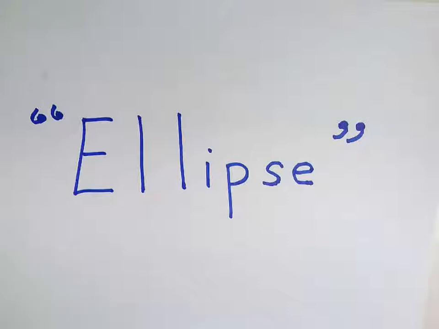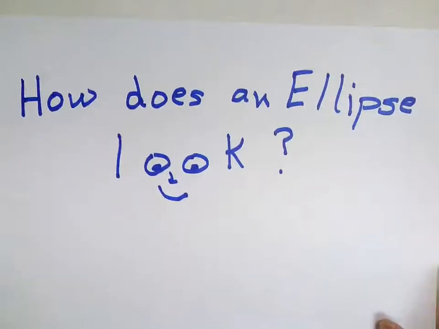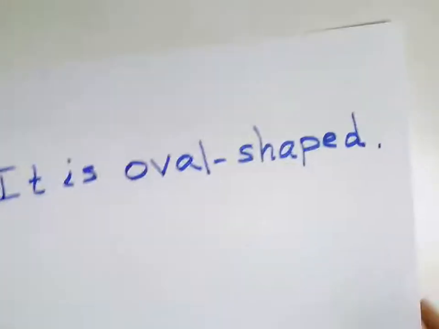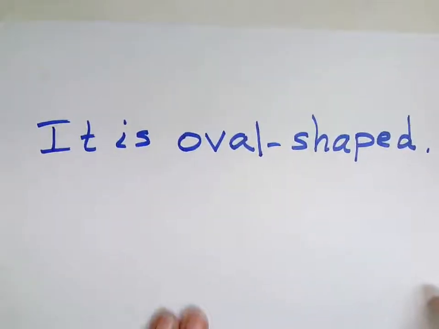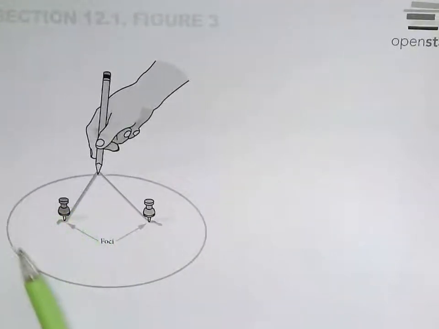We are ready to take a trip and visit the ellipse. How does an ellipse look? It is oval shaped. See the part on the outside here that I'm tracing? That is the oval shape. We'll talk more about the focus points later, but this is the oval shape.